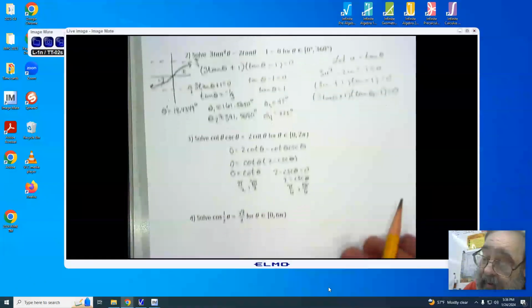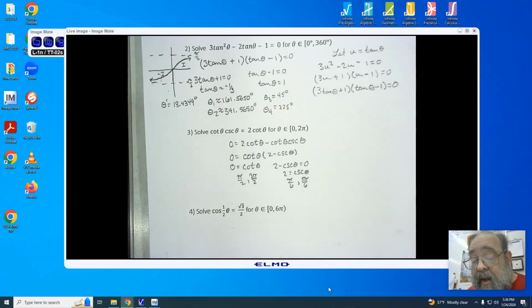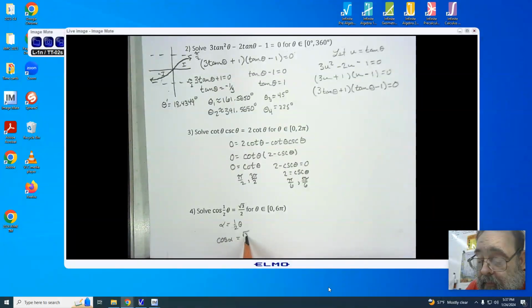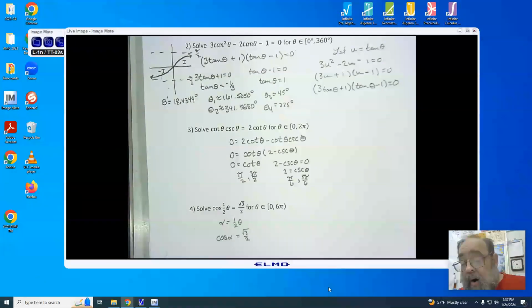The last question that we had today in our class is working with a fractional coefficient as opposed to an integer coefficient, or whole number coefficients, as we've been doing. So once again, you have the choice. I do like to have my alpha equaling 1/2 of theta, and therefore I'm looking for when the cosine of alpha is equal to root 3 over 2. This is going to happen in our first and our fourth quadrant. We know the reference angle will be, in radian mode, pi over 6.